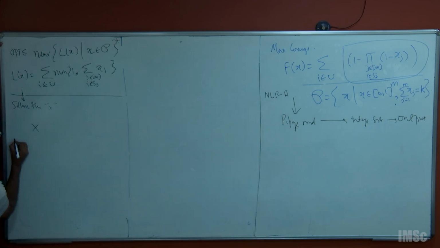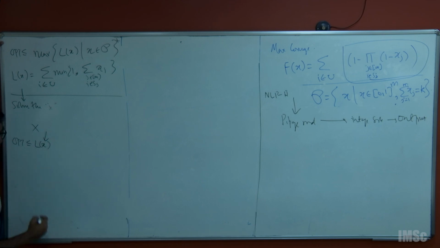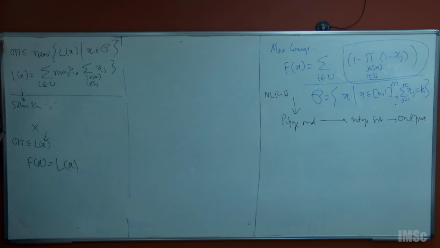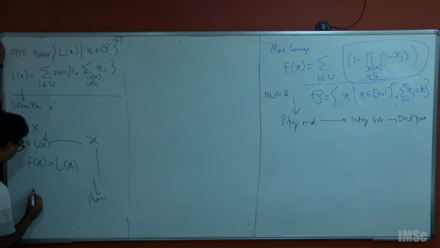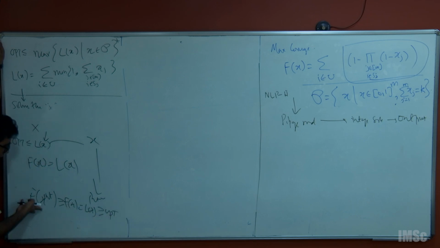Because think of this: we know that opt is less than or equal to L of x. We know this. Imagine that at the same value x, f of x was equal to L of x. If at that point f of x was also equal to L of x, then what will happen? I found a great point x, now make it integral, right? Then f of x integral is greater than or equal to f of x, which is greater than or equal to L of x, which is greater than or equal to opt. So this is equality, right?